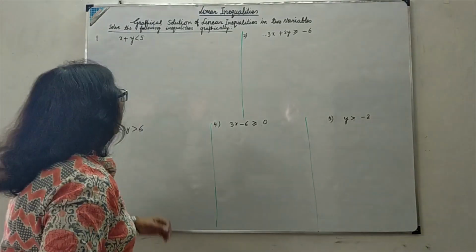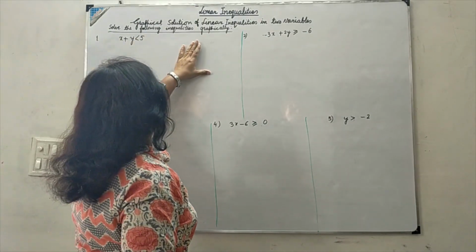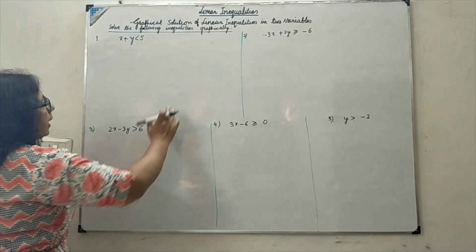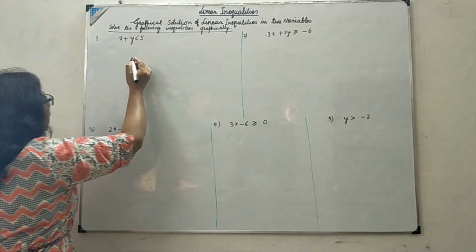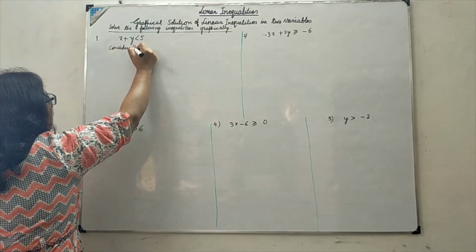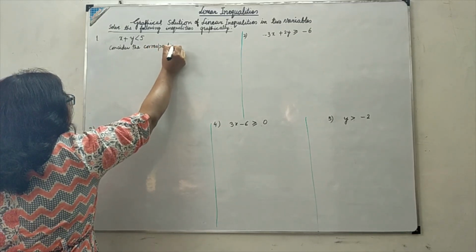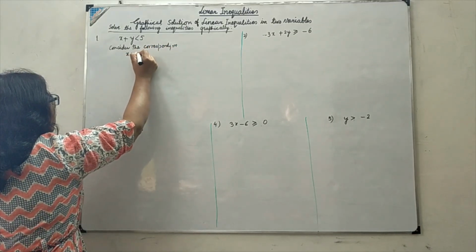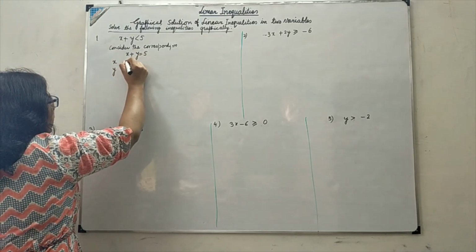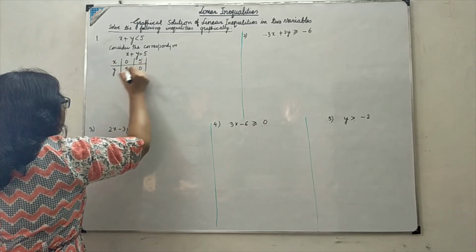In this video, I am taking some different inequalities to find the solution graphically. As we have discussed the procedure, I will first consider the corresponding equation. That will become x plus y equal to 5. Now we can easily see that this line is passing through (0, 5) and (5, 0).